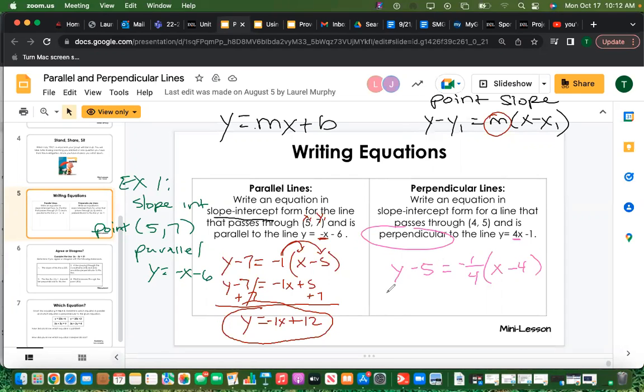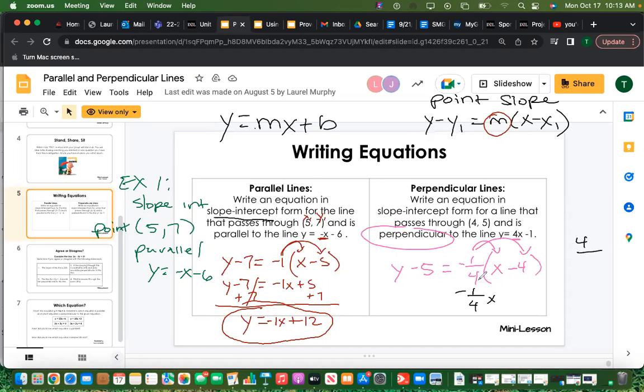Now we're going to do the same thing that we did on the last one. We're going to distribute, move everything to the right-hand side so that we can put it in slope intercept form. So we're going to distribute that -1/4. And remember, multiplying fractions is going to come into play here. It's going to be -1/4 x on this side. -1/4 times -4. Let's think through this. What's -1 times -4?